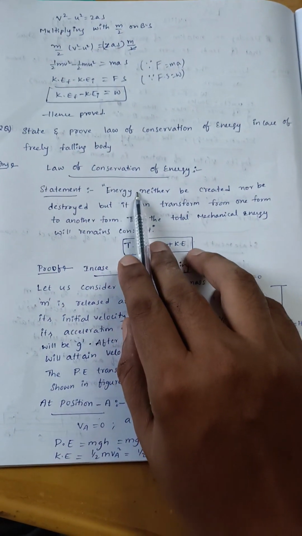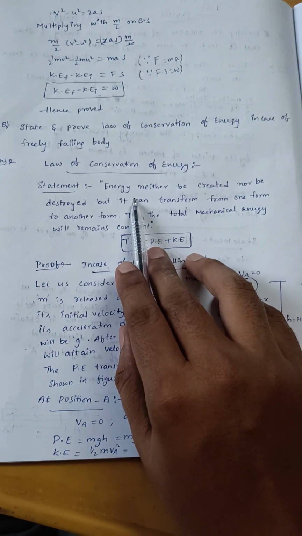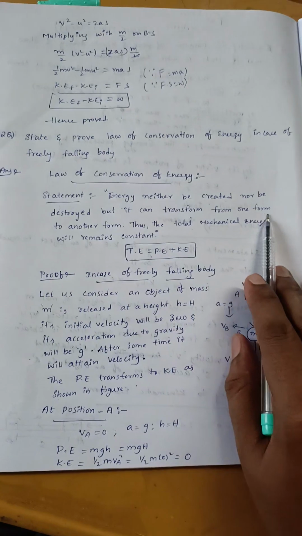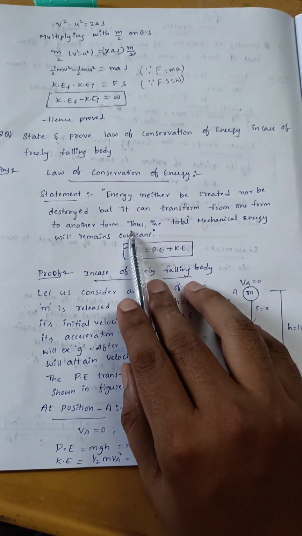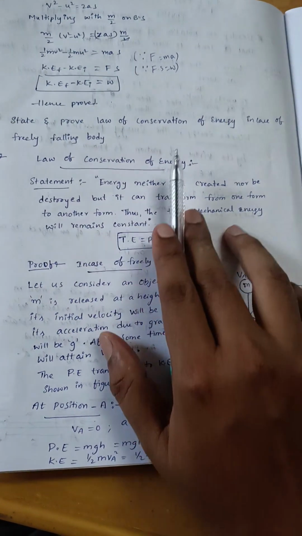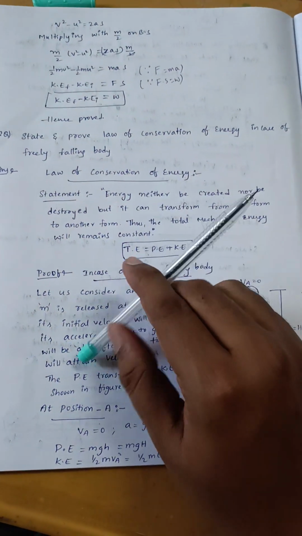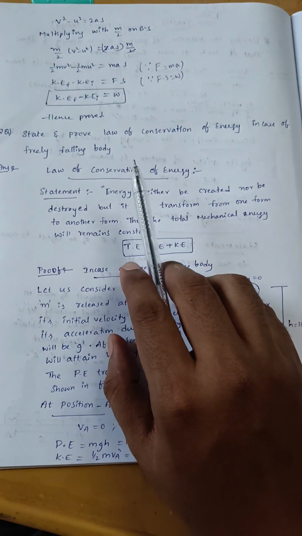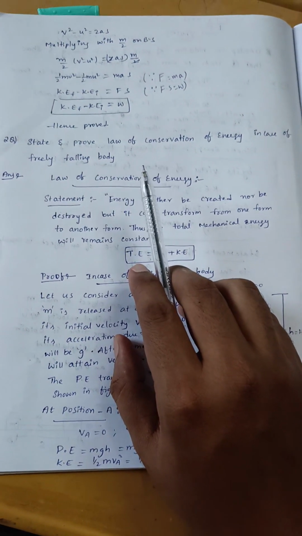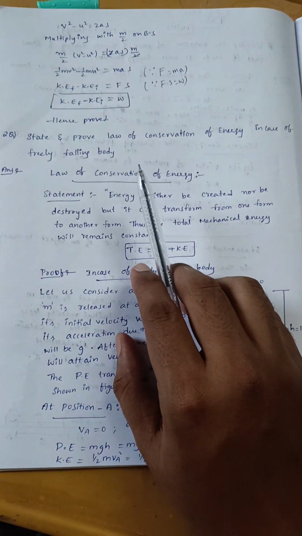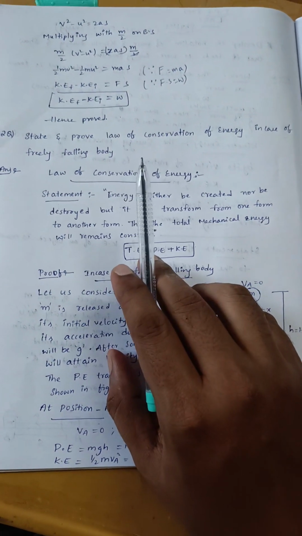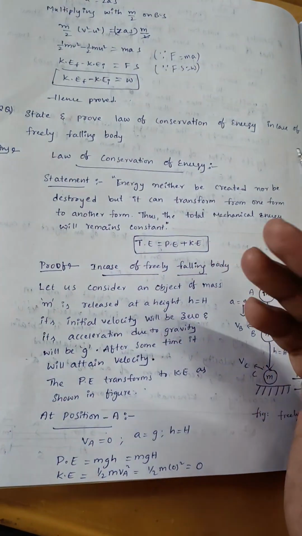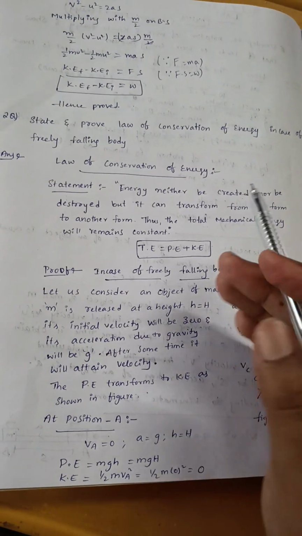Here, we cannot create energy, and we cannot destroy energy, but it can transform from one form to another form. For example, if you want to move a pen from here to here, the energy required is low. If you need to move a 100 kg stone, then you require more energy. That means the energy has been transformed from one form to another form. We can take another example also.